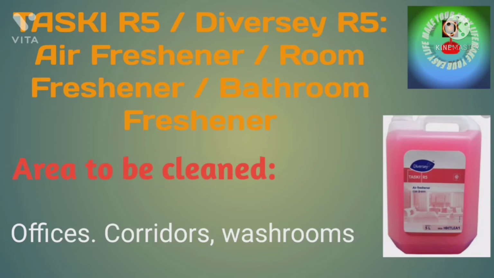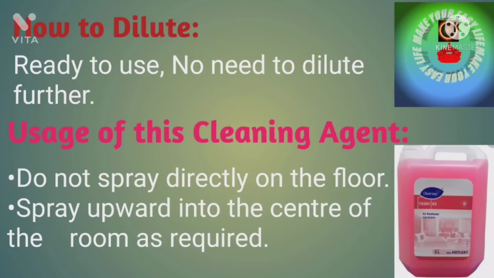Taski R5. What is Taski R5? Where is it used? How to dilute? Taski R5 is the air freshener chemical. Area to be cleaned: offices, corridors, washrooms. How to dilute? Ready to use, no need to dilute further. Uses of this cleaning agent: do not spray directly on the floor. Spray upward into the center of the room as required.